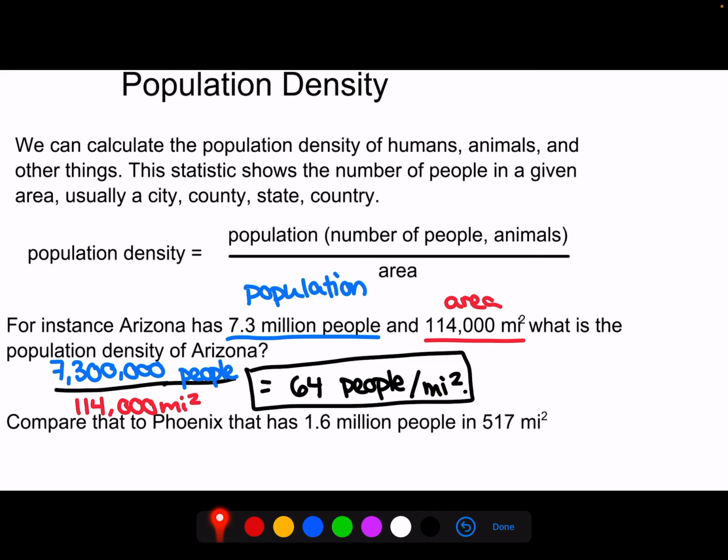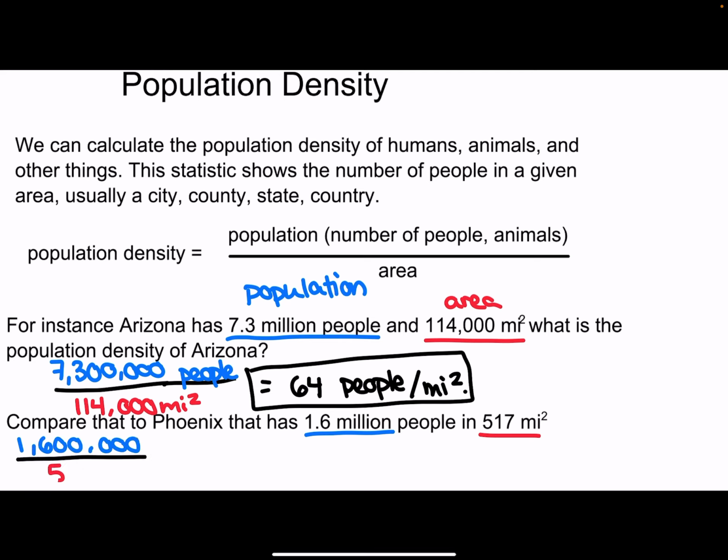That means that for every square mile, you should find around 64 people. Now, that isn't always the case because, of course, there is some wilderness in Arizona, and there's typically no one living in the wilderness unless you have like hermits or something. But more often than not, there's going to be 64 people per square mile. We're going to compare that to Phoenix, which has a population of 1.6 million, and its area is 517 square miles. So we do the same thing here.